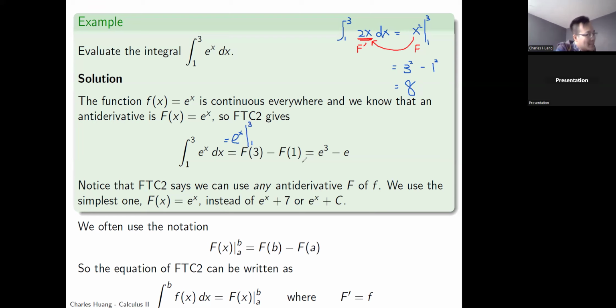And that's really the same thing as f of 3 minus f of 1. It's just that we're going to put 3 into e to the x and then put 1 into e to the x. And that's how I get e to the power of 3 minus e to the power of 1. So by convention, that's what we normally do.